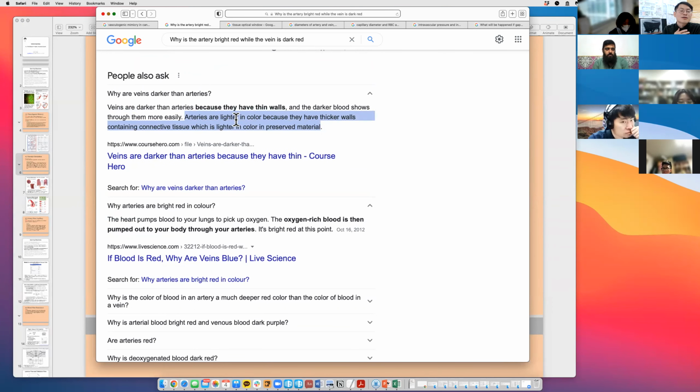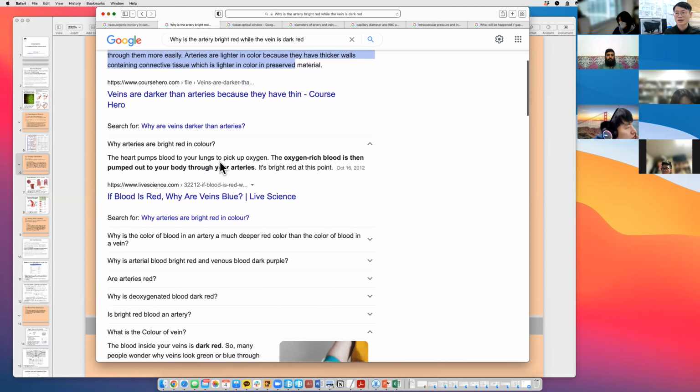I personally do not agree with this because it's true that veins are thinner, but arteries are thicker. But that doesn't necessarily make their color change. It's possible the scattering will be different, but I personally do not agree with this. So you look at the source of this, and you have to judge yourself, okay? The truth doesn't always mean that it's in Google.